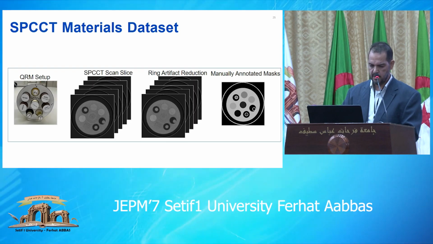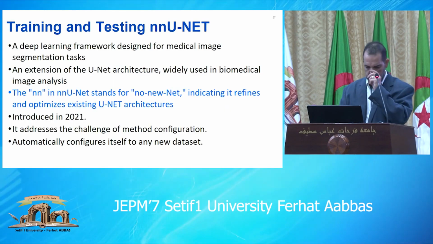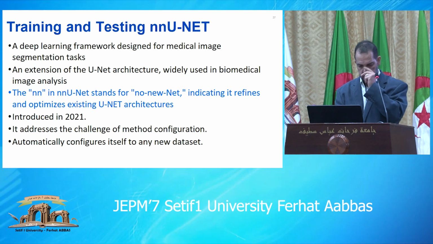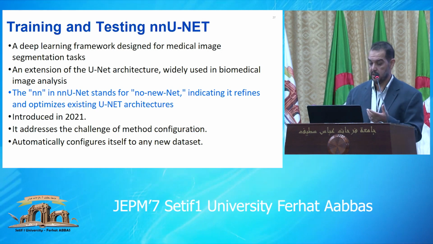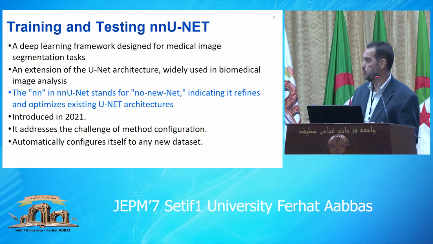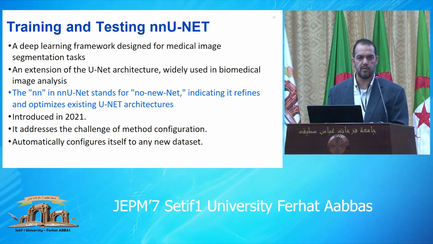So basically, the process is collecting the spectral CT images, ring artifact removal, then manual annotation of the masks, then we use deep learning. So she chose nnU-Net, which stands for "no new U-Net", indicating it refines and optimizes the existing U-Net architecture. It's basically a utility that does a lot of the optimization internally.